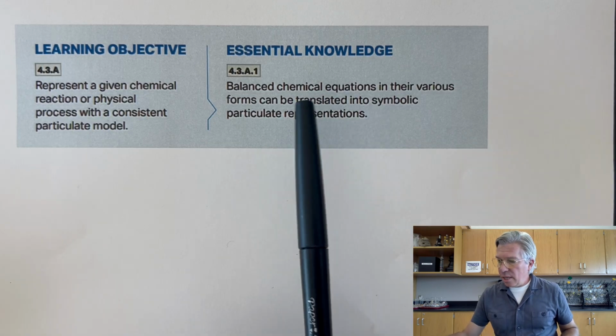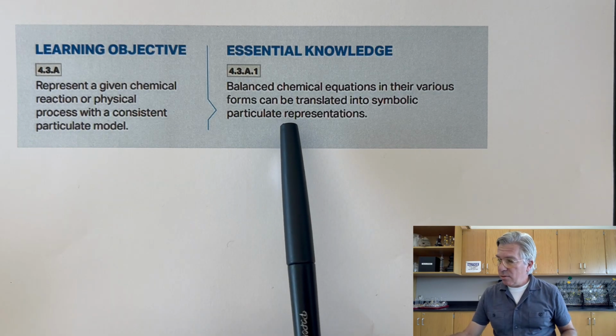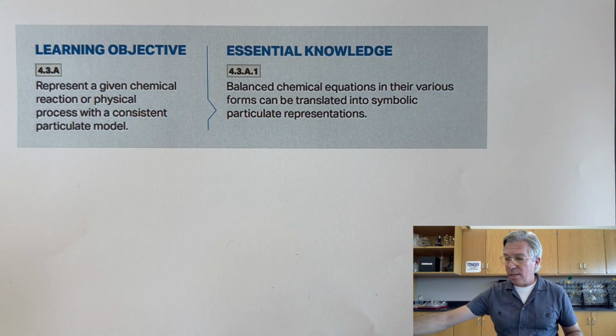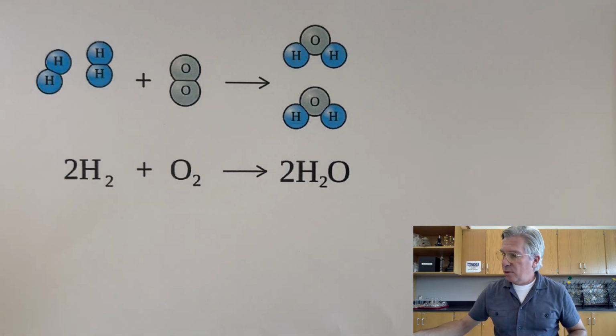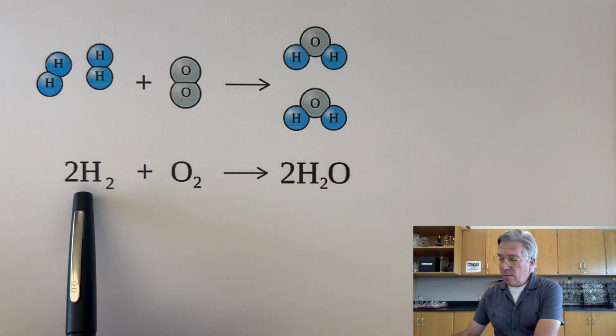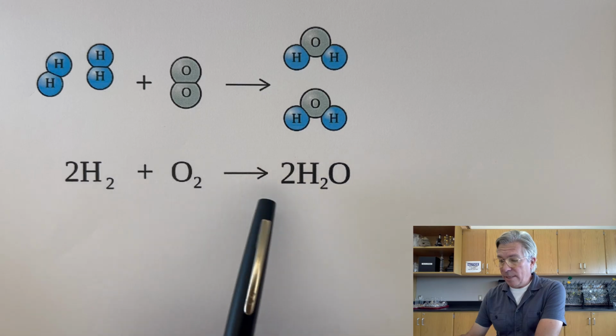The essential knowledge statement that we need to know is pretty short and sweet for this section. It says balanced chemical equations in their various forms can be translated into symbolic particulate representations. And we're going to look at a bunch of those, starting with this one. Nice simple molecule, two hydrogens and an oxygen making water. And we know that we can represent a chemical reaction as a chemical equation balanced with the element symbols.